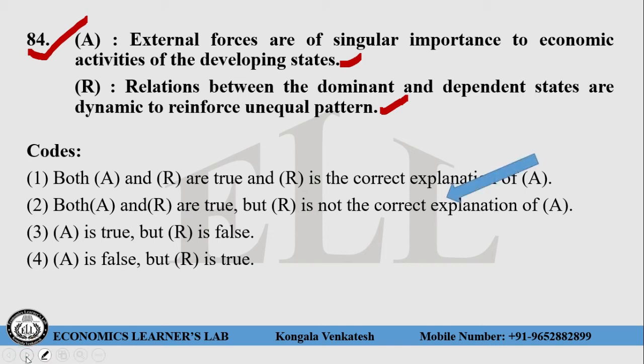So both assertion and reason are correct, but there is no relation between the assertion and reason, because the assertion is talking about the importance of external forces in developing states, and the second one is talking about dominant and dependent states in the developing states. So there is no relation between this assertion and reason. So here the right answer for this question is choice number 2. Both A and R are true, but R is not a correct explanation of A.